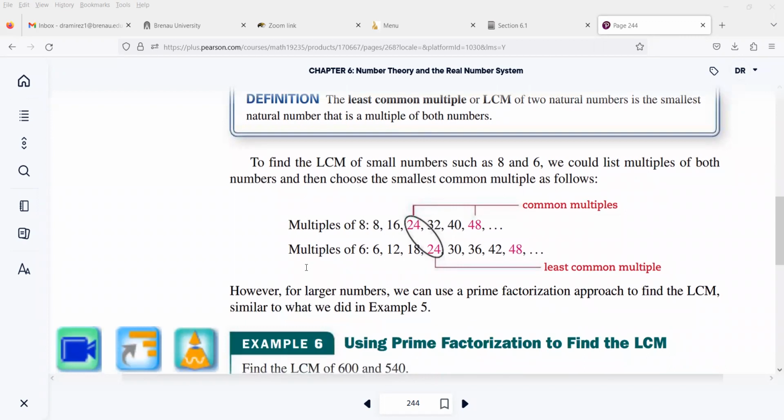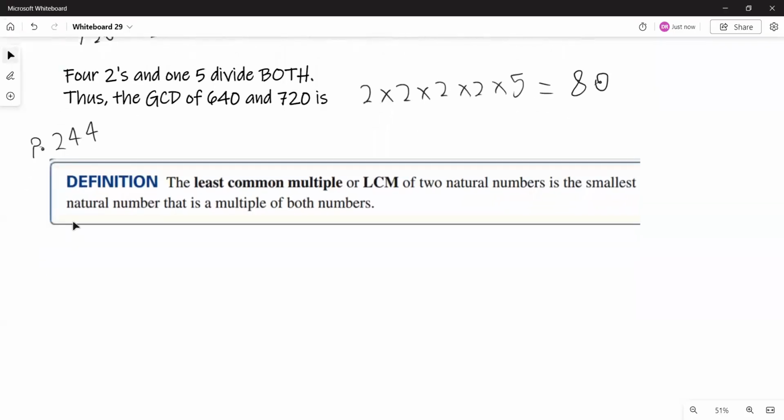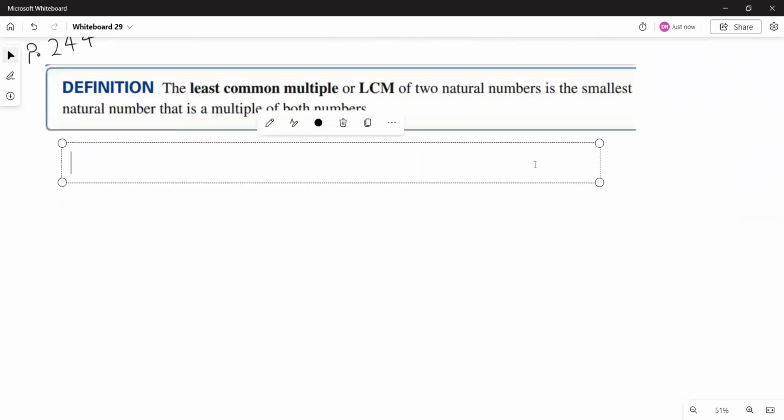However, for larger numbers, we can use a prime factorization approach to find the least common multiple, similar to what we did in example 5. We didn't do example 5, but I'm going to use the same two numbers. We are going to find the least common multiple of 640 and 720.